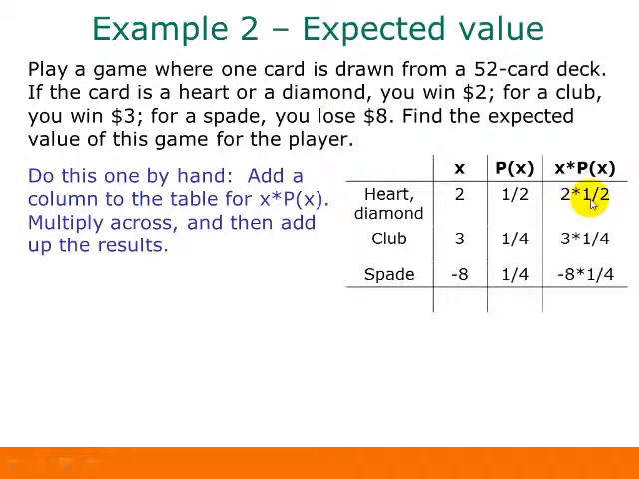So here we have 2 times 1/2, here we have 3 times 1/4, and here we have -8 times 1/4. And it is very important while you're doing this to include the negative numbers, include the negative if you have a negative value of x like we do in this case.